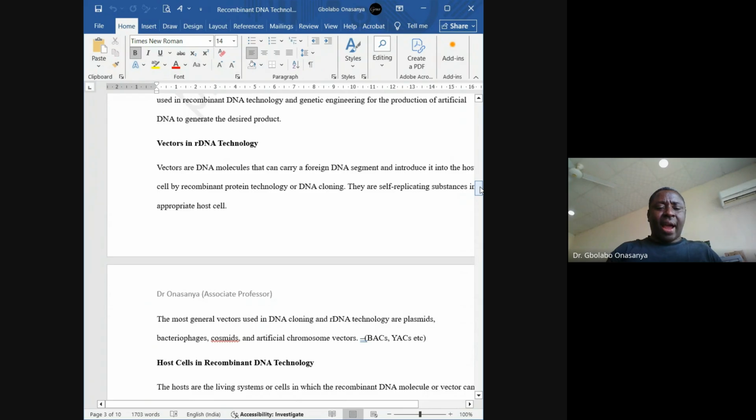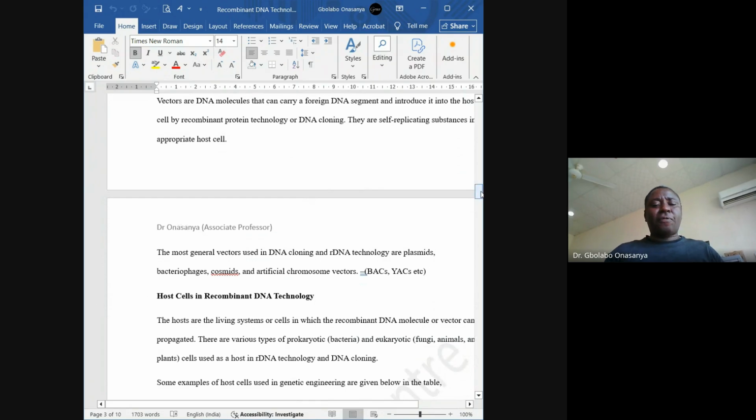The vectors are the carriers of the foreign DNA. We have bacterial vectors and viral vectors, which I explained so extensively yesterday. Example of bacterial vectors: plasmid. Example of viral vector: retrovirus.